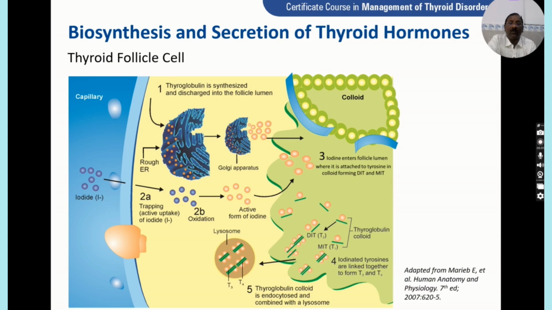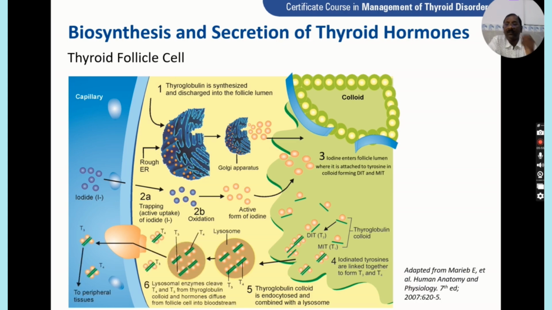So this thyroglobulin colloid is combined with the lysosomes and finally goes to the peripheral tissues through either the T3 levels or the T4 levels.